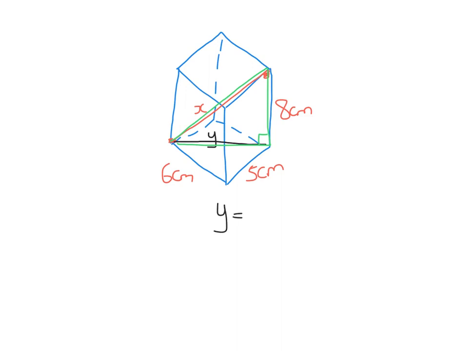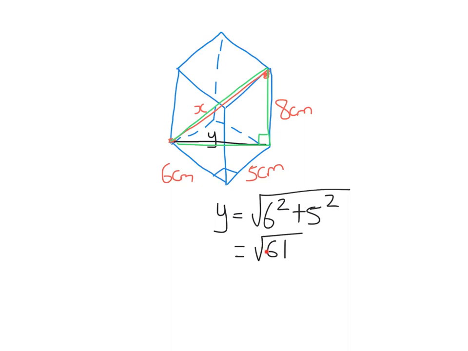So y is along the bottom of this rectangular prism. Because it's a rectangle, this will be a right angle. y is the longest side of this right-angled triangle, so it will be equal to the square root of 6 squared plus 5 squared. We're adding because we're finding the longest side. So 36 plus 25 gives you the square root of 61. y is the square root of 61.